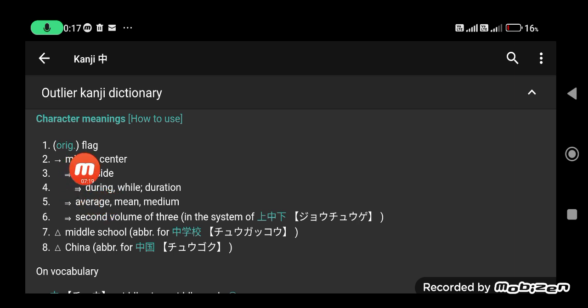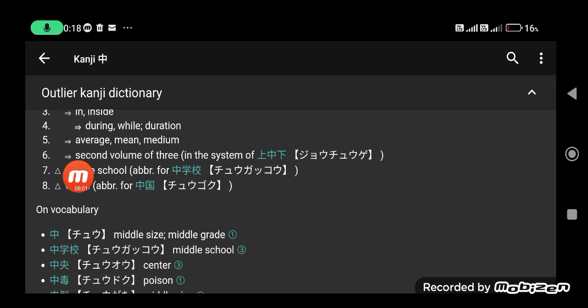Then fast forward to modern times, when adapted in Japan, it means middle or center as the primary meaning. A secondary meaning has a notion of inside or within. Then a tertiary meaning: during, at a certain time period, or while doing something, or average, arithmetic mean, medium, say medium strength, because it's the middle.